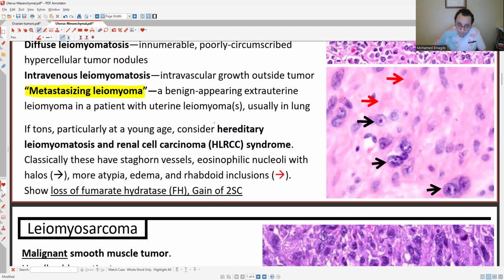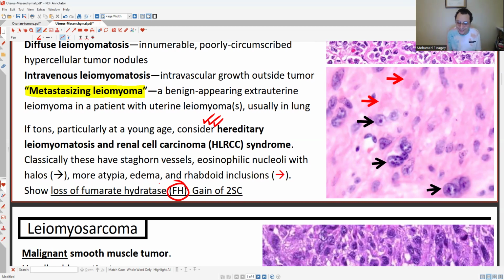If we talk about leiomyoma, please remember this syndrome, which is hereditary leiomyomatosis and renal cell carcinoma syndrome. Does anybody remember which type of renal cell carcinoma is there in this type of syndrome? The HLRCC? Which type? I think it's written there. Yeah, sure, absolutely. It's FH-deficient RCC, which is fumarate hydratase-deficient RCC.